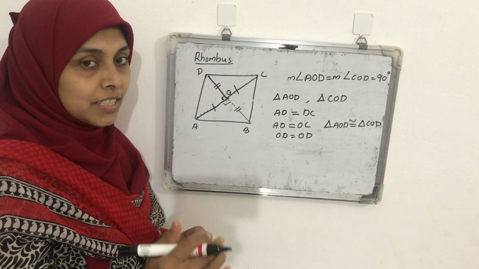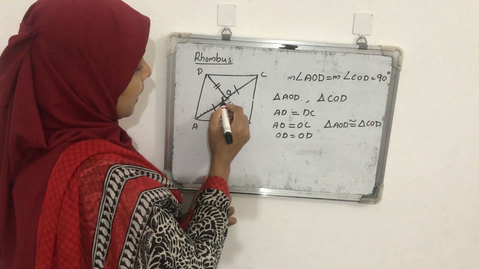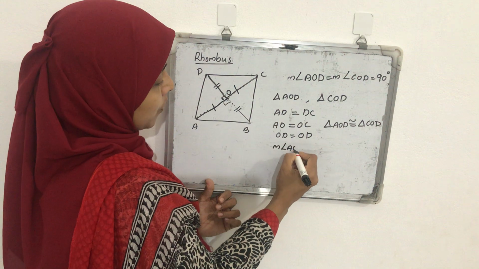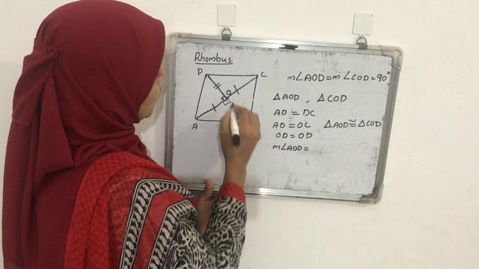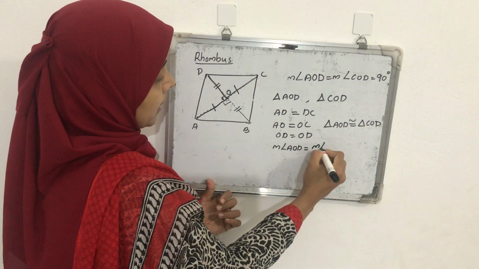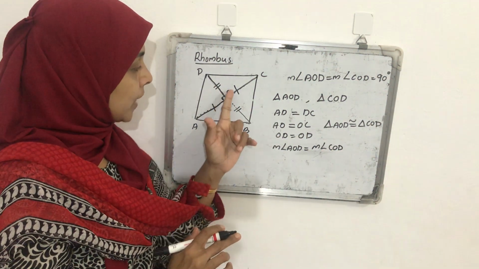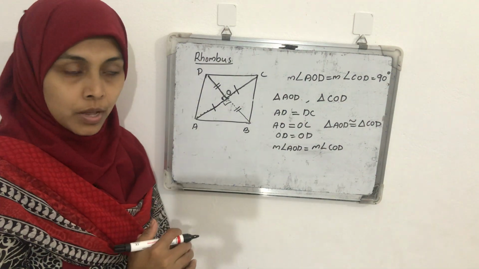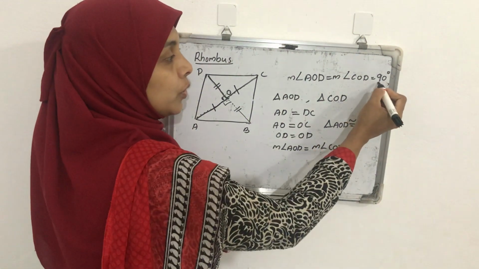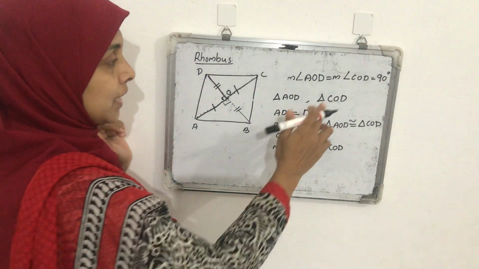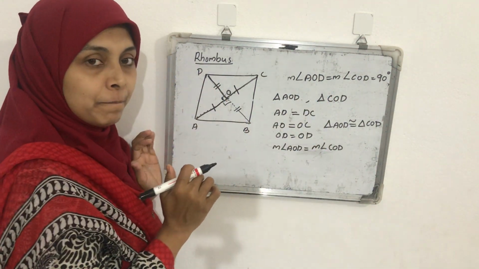That we already learned in 7th standard. So this angle AOD, therefore measure of angle AOD is equal to measure of angle COD. That we proved. These both angles are equal, that we proved. But we want to prove that it is equal to 90 degrees. Then using which property can we say these two angles will be 90 degrees?